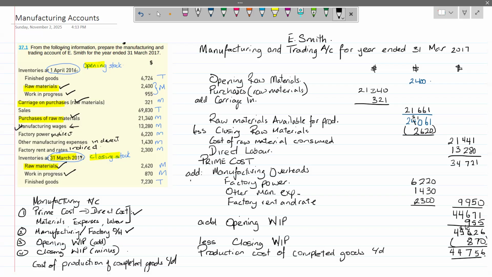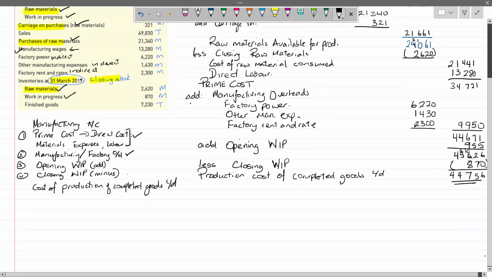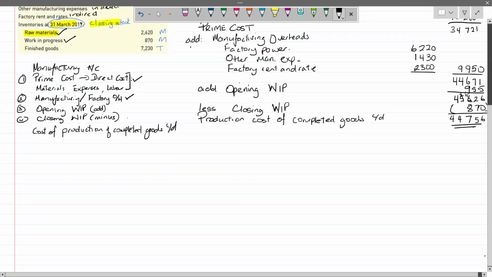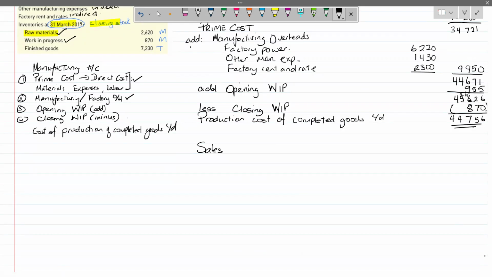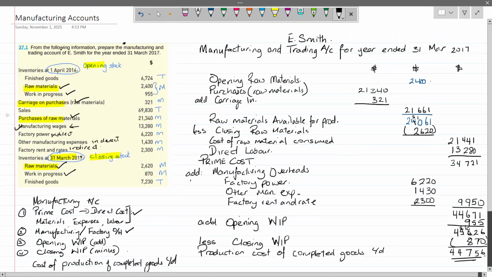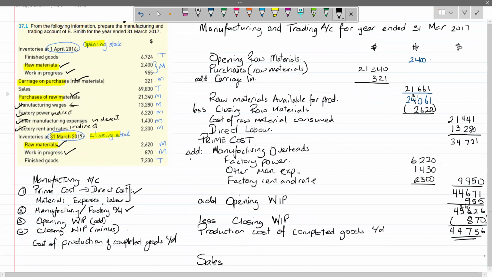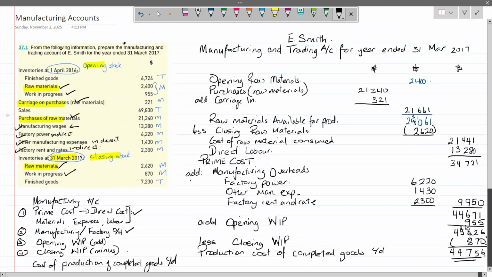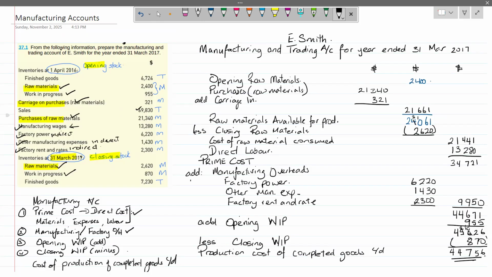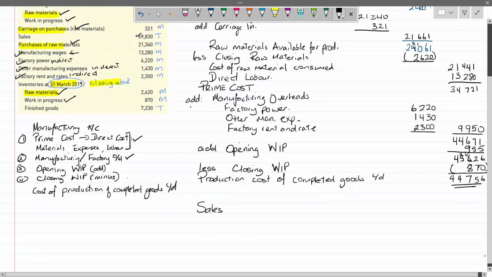This top part here is my manufacturing account. Now I need to go and deal with the trading part. So trading account, we go with sales. Usually we'll subtract any returns inwards. Do we have any returns inwards? No. So sales is $69,830. We only have three items to use here.